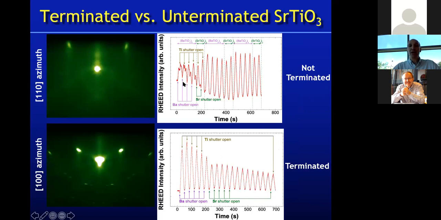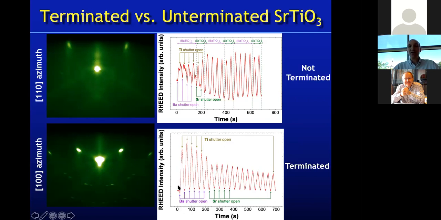And I'm showing the reflection high energy electron diffraction patterns, as well as the time dependence of the intensity of the specular spot here during growth. And what you can see is, in the old days, when you started on a fresh substrate, all sorts of strange things were happening, and it took a while to get into a steady state. This is a superlattice growing on top of it.